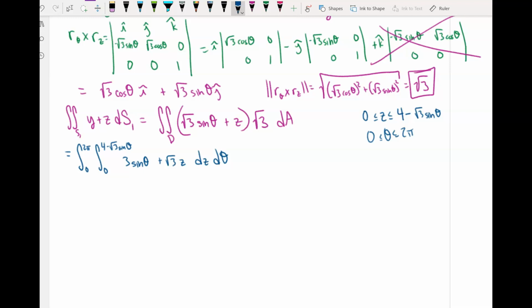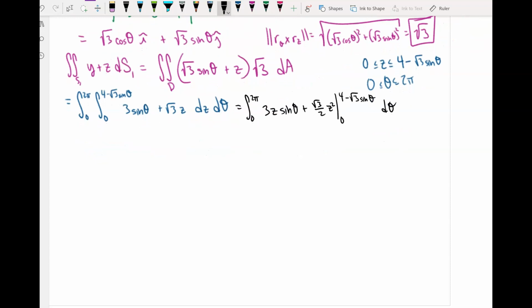Okay, so now what I'm going to do is let's go ahead and take the antiderivative of this guy. So I'm going to take the antiderivative with respect to z. So this guy is going to be equal to the integral from 0 to 2 pi of 3z sine theta plus square root of 3 over 2 z squared from 0 to 4 minus square root of 3 sine theta d theta.